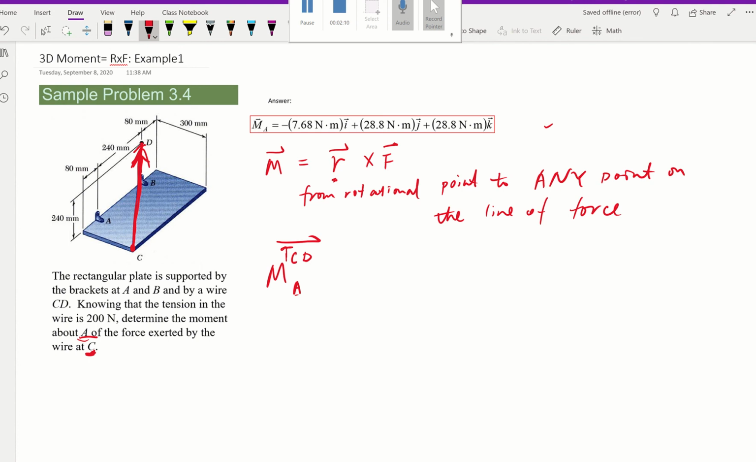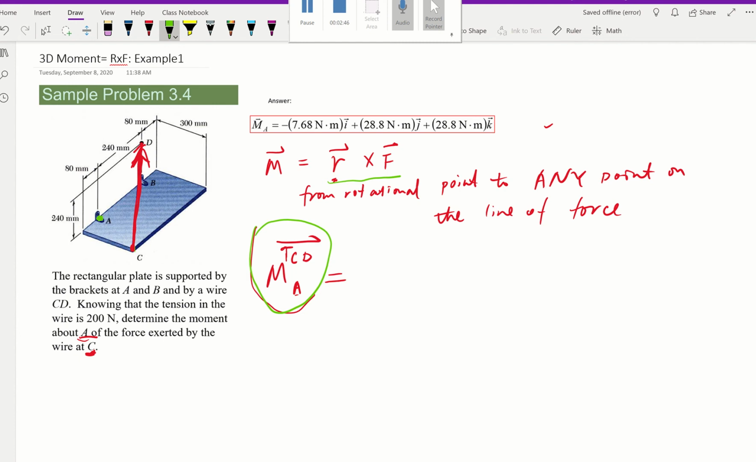All right, so knowing that, being able to write this correctly will help you set up the right pathway. You know the rotational point, you know the force, and you know the direction of this force is from C to D. In order to solve this problem, we're going to use r cross F. So r, again, is from the rotational point, which for our situation is A, to any point on this force.